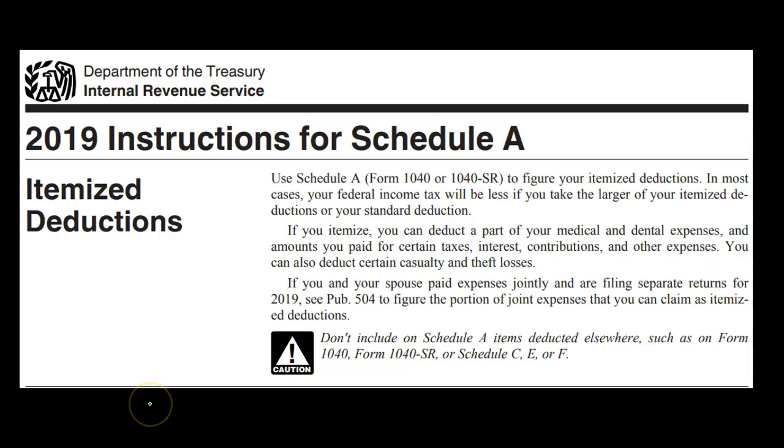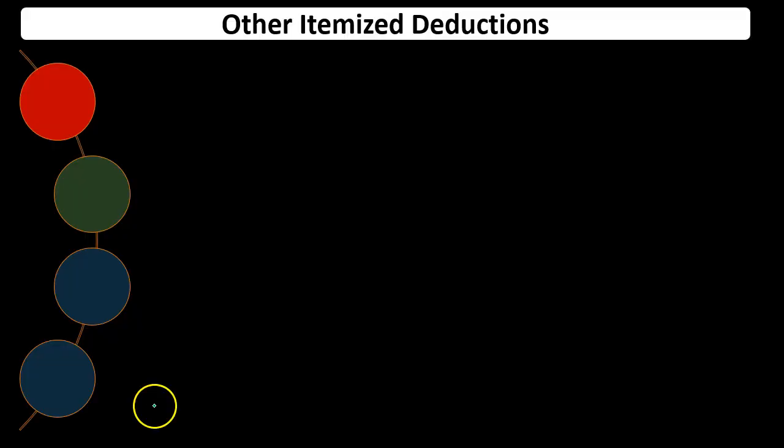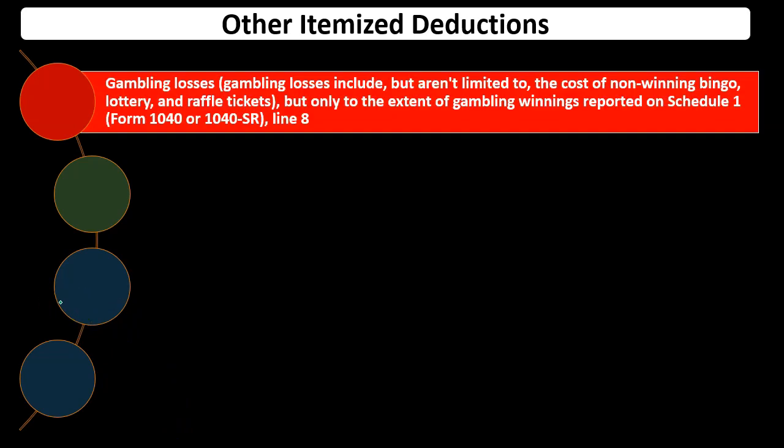For further information and more research, you can start with the instructions for the Schedule A. We will include them. You can also find them on the IRS website at irs.gov. So other itemized deductions includes gambling losses. Gambling losses include, but aren't limited to, the cost of non-winning bingo, lottery, and raffle tickets, but only to the extent of gambling winnings reported on Schedule 1, Form 1040, line 8. So basically, gambling losses is one of the more common items that would be here in the other deductions.